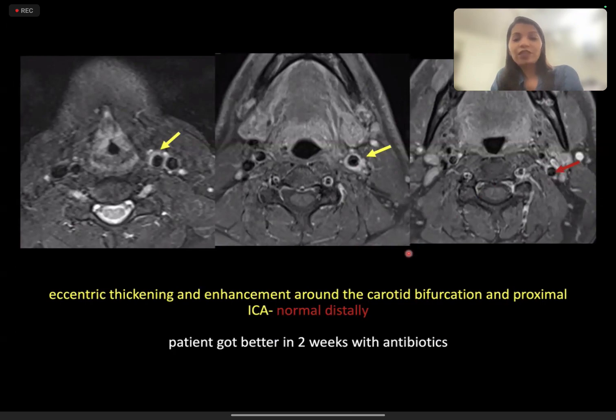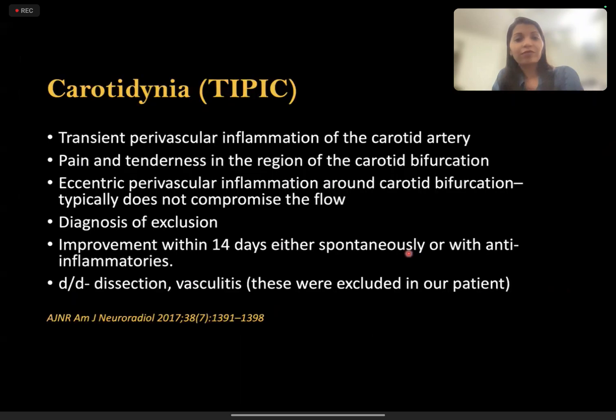So the patient got better in 2 weeks with antibiotics. So the diagnosis here is carotidynia, or TIPIC. So TIPIC is transient perivascular inflammation of the carotid artery. And these patients usually present with pain and tenderness in the region of the carotid bifurcation. What we see here is eccentric perivascular inflammation around the carotid bifurcation. This will not compromise the flow typically.